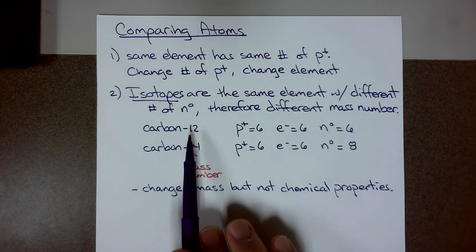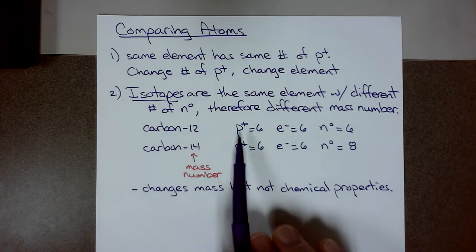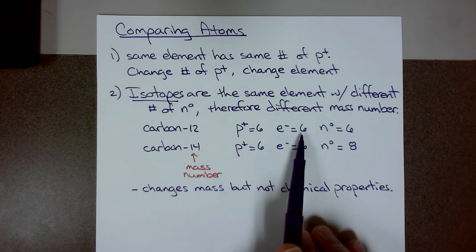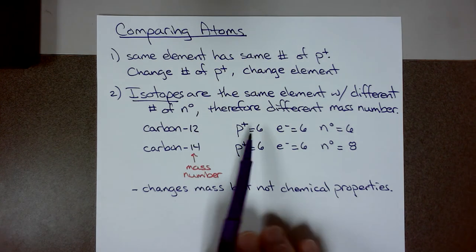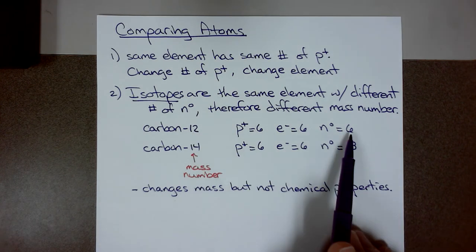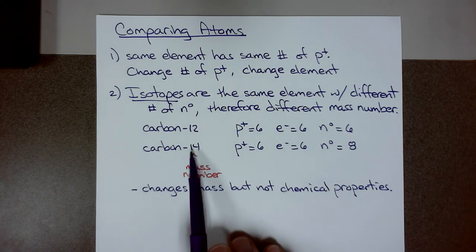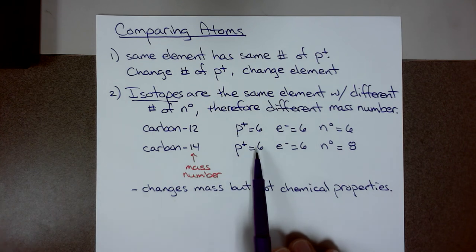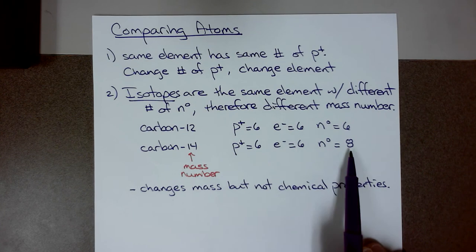So if we look at carbon-12, carbon is number 6 on the periodic table, so it has 6 protons. It is neutral right now, so it has 6 electrons. And since this is the mass number, which is the number of protons and neutrons, 12 minus 6 is 6 neutrons. If I change the number of neutrons, I have another isotope, carbon-14, but it still has 6 protons because it's still carbon, still 6 electrons because it's neutral, but now it has 8 neutrons.